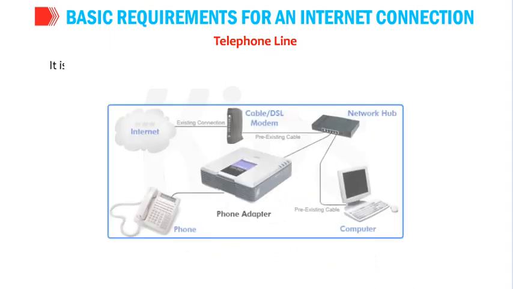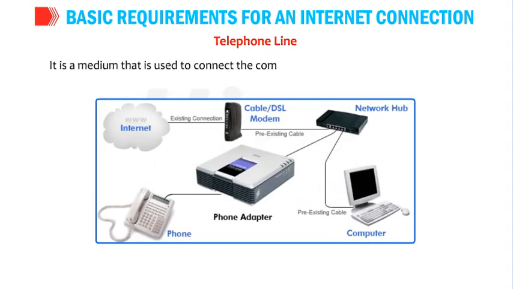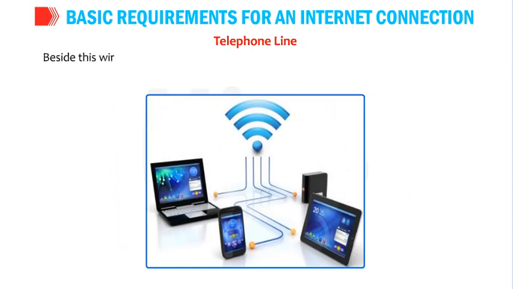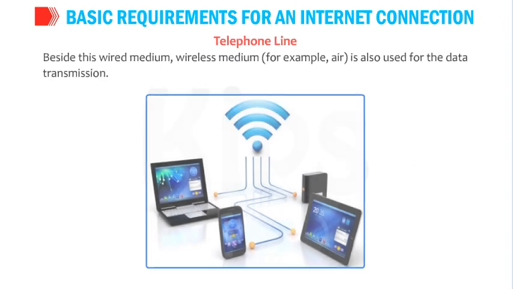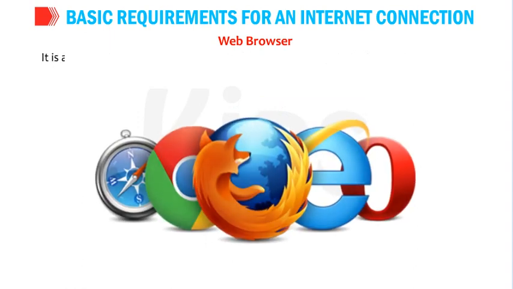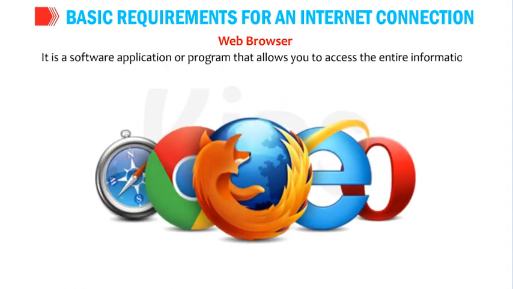Telephone line. It is a medium that is used to connect the computer to an internet service provider. Besides this wired medium, a wireless medium, for example air, is also used for data transmission. Web browser. It is a software application or program that allows you to access the entire information available on the web.